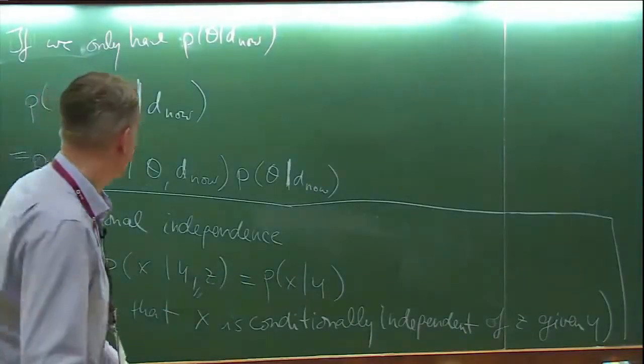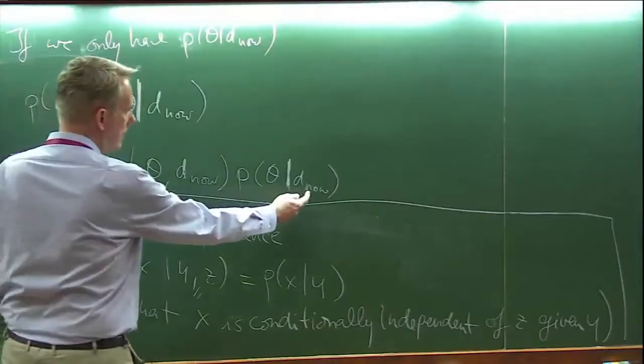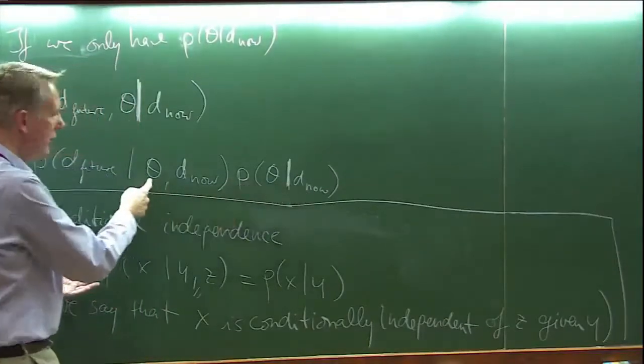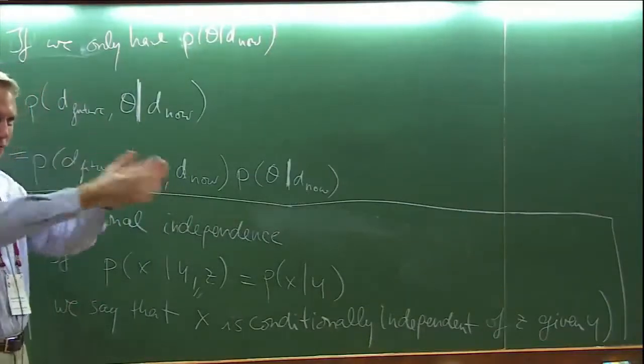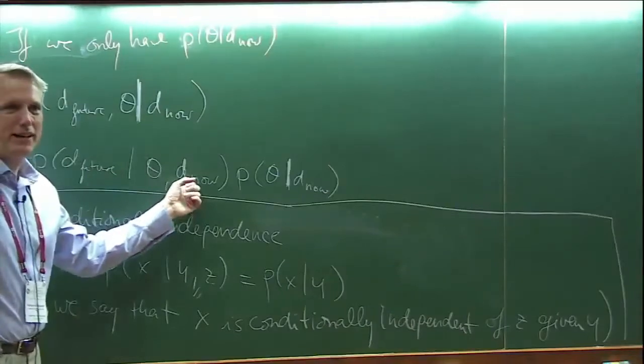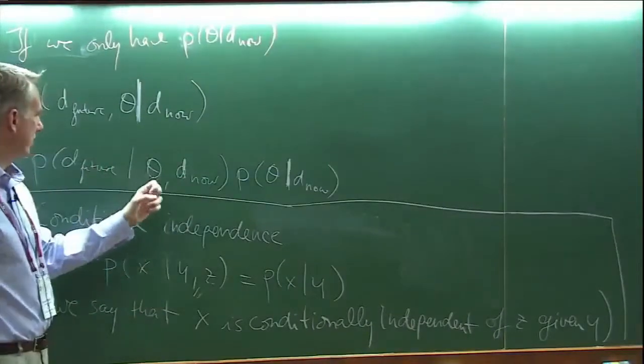So for example, in this case, I'm using the data to constrain my parameter here. But if I have perfect knowledge of the parameters, this data doesn't add anything anymore. I already know the parameters perfectly.